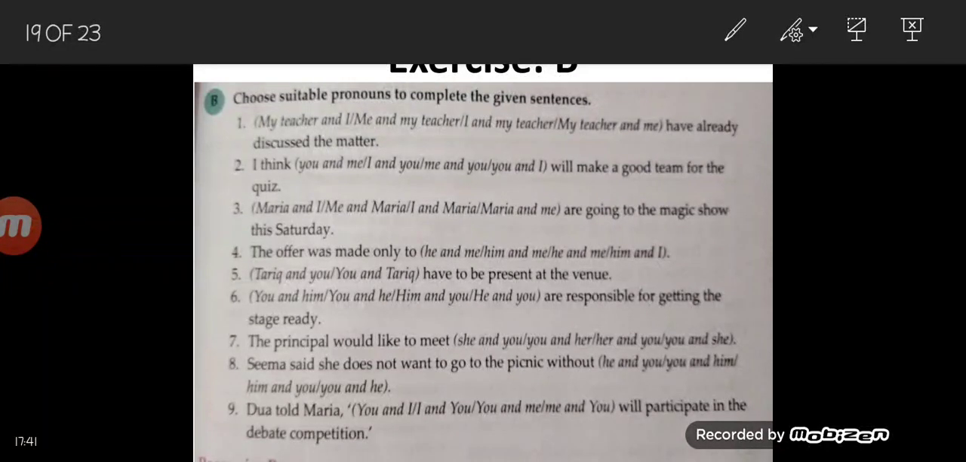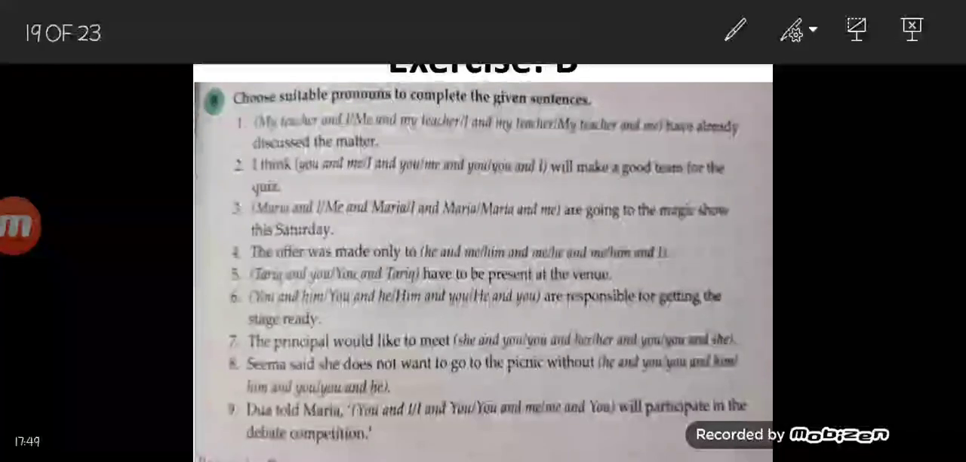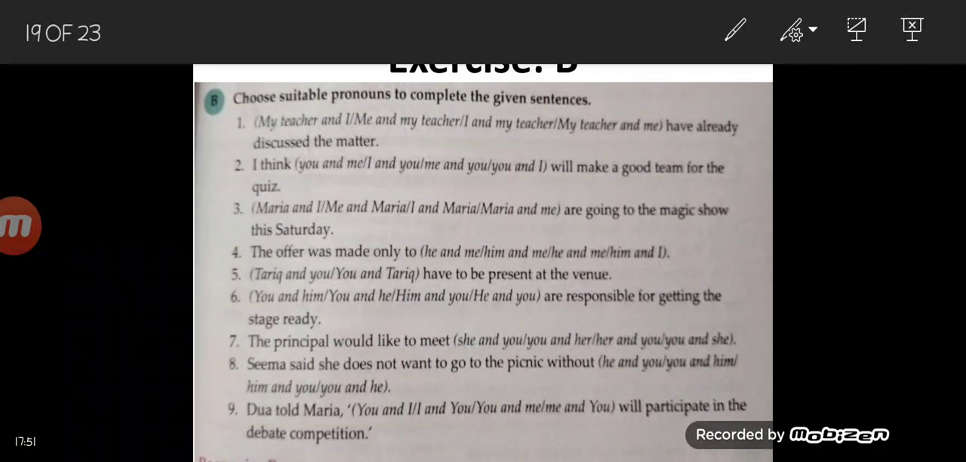Sixth option, Dash are responsible for getting the stage ready. So the options are you and him, you and he, him and you, he and you. What is the correct option? Yes, you and he. You and he are responsible for getting the stage ready.